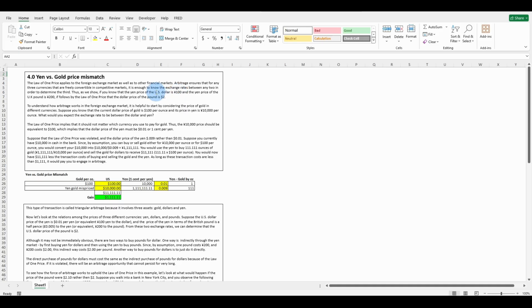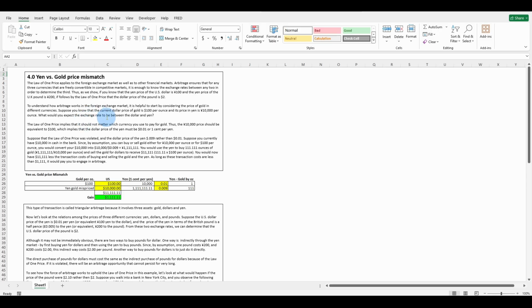So it looks like $1 equals 100 yen. And the yen price of the UK pound is yen 200. It follows by the law of one price that the dollar price of the pound is $2. To understand how arbitrage works in the foreign exchange market, it is helpful to start by considering the price of gold in different currencies. Suppose you know that the current dollar price of gold is $100 per ounce, and its price in yen is 10,000 yen per ounce.